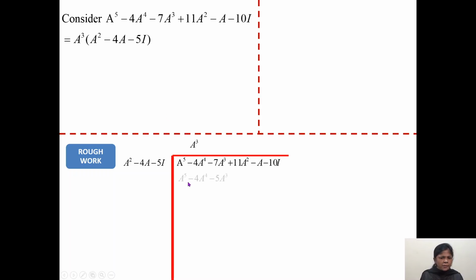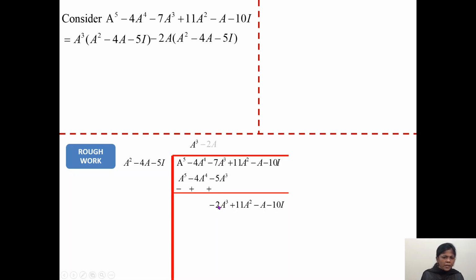Now, expand this. So what we will get? A cube into A square, A power 5, then A cube minus 4A. So minus 4 as it is, A cube into A is A to the power 4. Then minus 5 as it is, I into A cube is A cube. Then subtract. So there will be change in sign. This gets cancelled. Now here what is left? Minus 7 plus 5, how much? Minus 2A cube, and remaining as it is, that is 11A square minus A minus 10I.